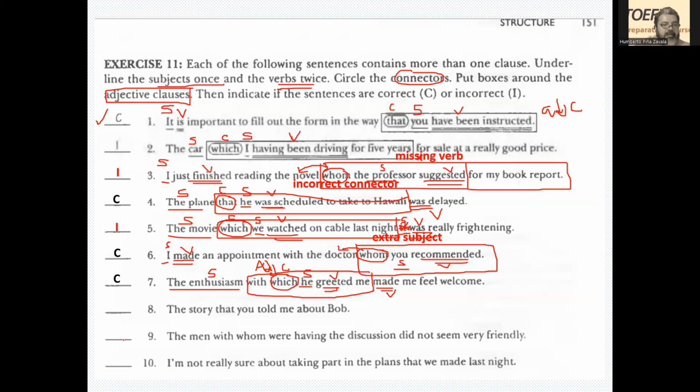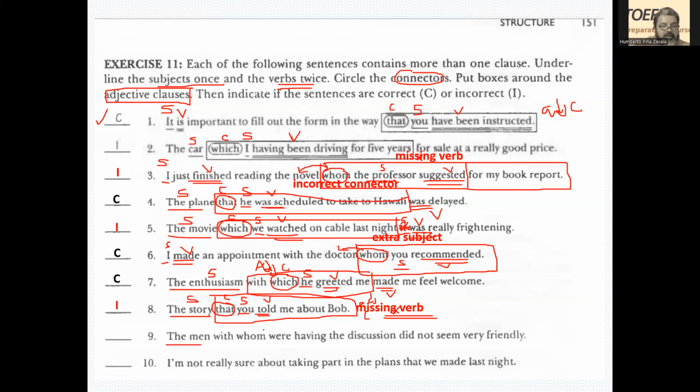So everything is fine. The story that, connector, you told me about Bob. We have the adjective clause, but there is no verb. So this is incorrect because we're missing the verb. There's nothing here. The story what?